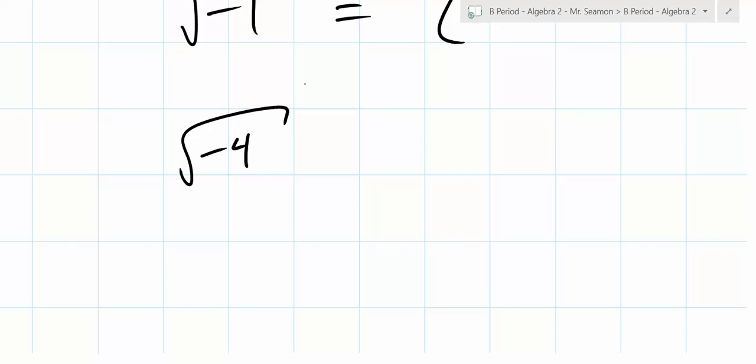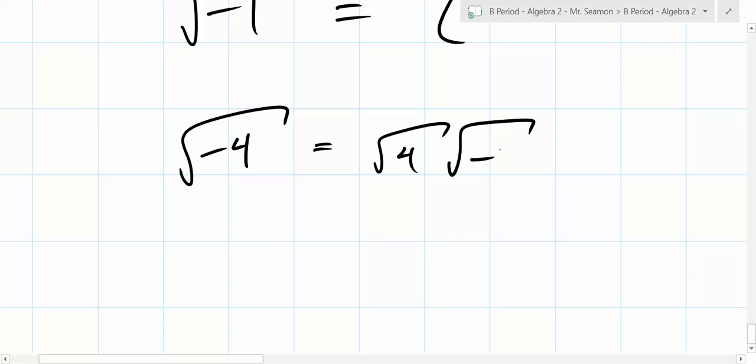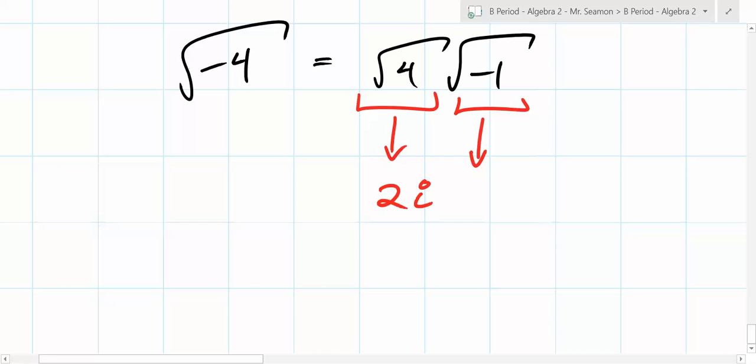Well, this helps us because now we can say that this is equal to the square root of 4 times the square root of negative 1. We know that because you can break apart negative 4 into 4 and negative 1. Well, what is the square root of 4? 2. And what did we say by definition the square root of negative 1 is? i. So we now know, and we can write, the square root of negative 4 is equal to 2i.